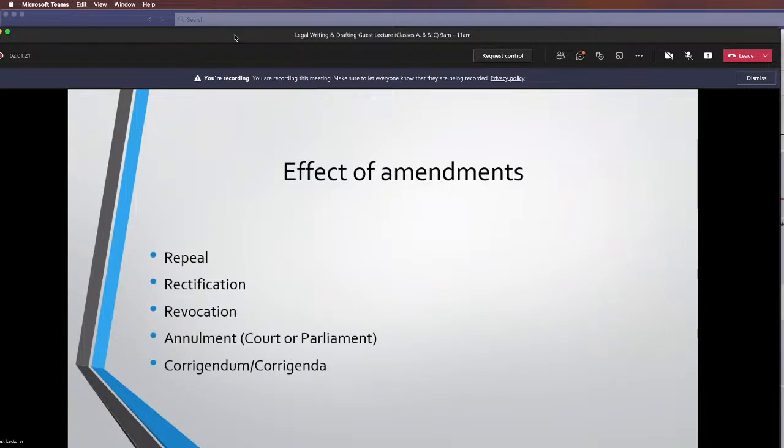That's an effect. So courts can also amend if they make certain rulings in judgment that may have an effect on the text of an act, and that means it is annulled. And lastly, we have the corrigenda.